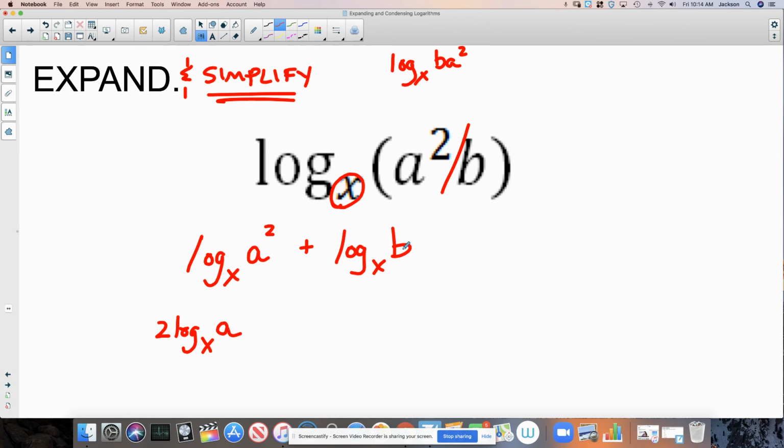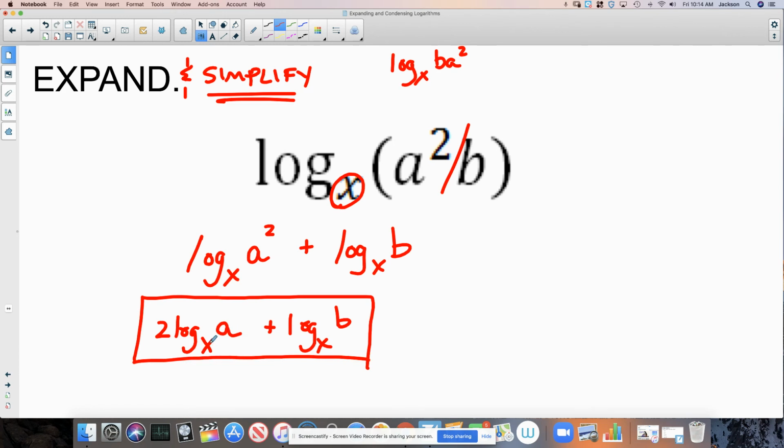Look at this second log. I have no product, I have no quotient, I have no exponent. There's nothing to do to help expand this problem. Okay, so we're done. And I can't simplify this because I can't tell you what power I raise x to to get a. And that's what we mean when we talk about simplifying.